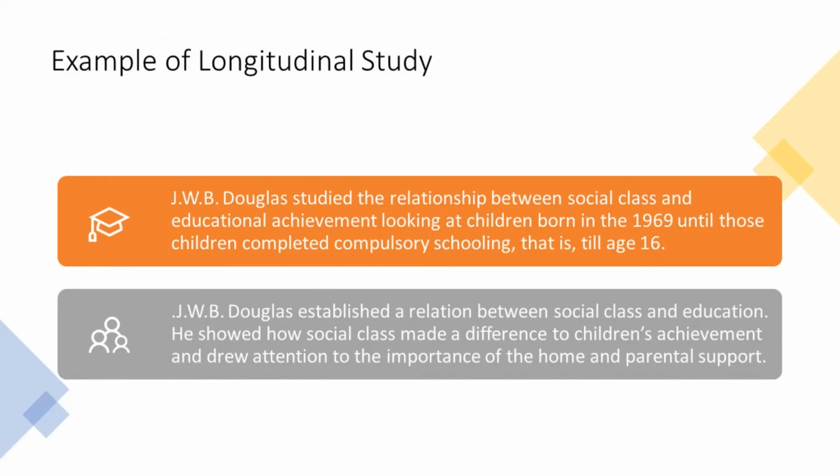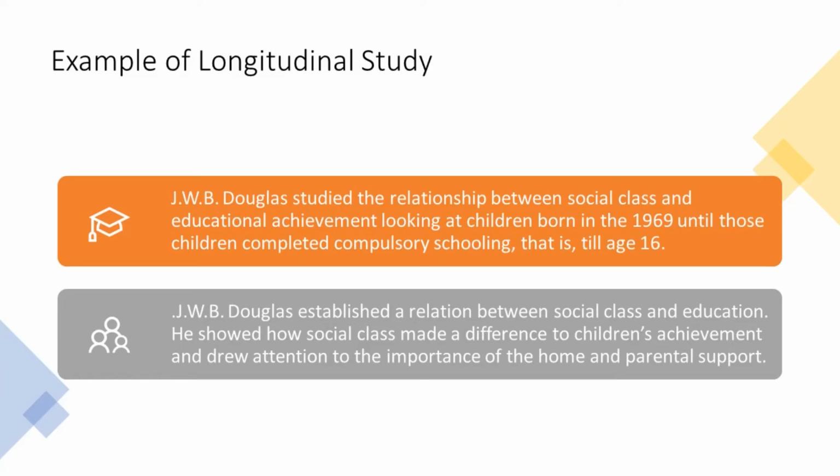Here is an example of a longitudinal study. J.W.B. Douglas studied the relationship between social class and educational achievement by looking at children born in 1969 and followed them up until they completed compulsory schooling, that is, till age 16.